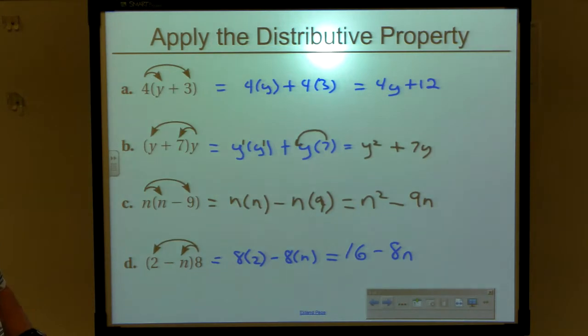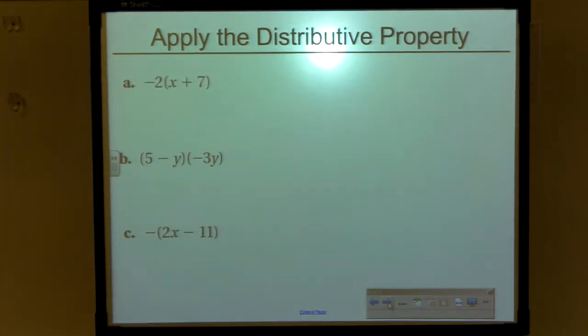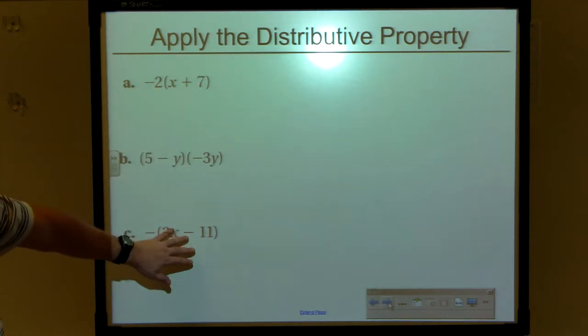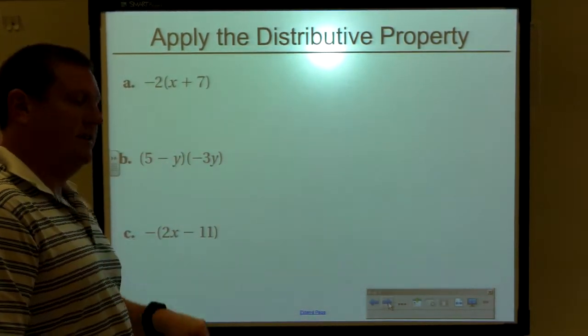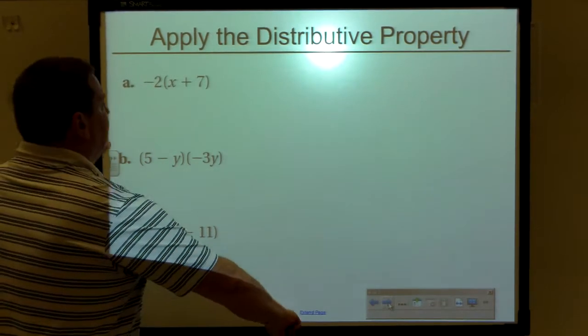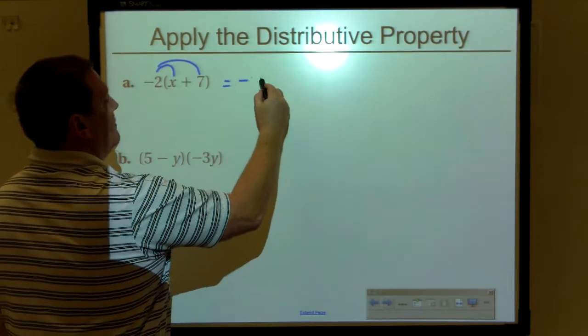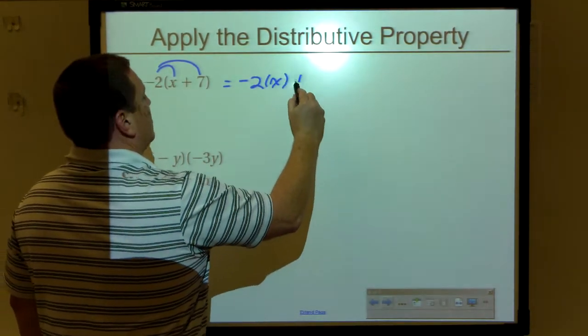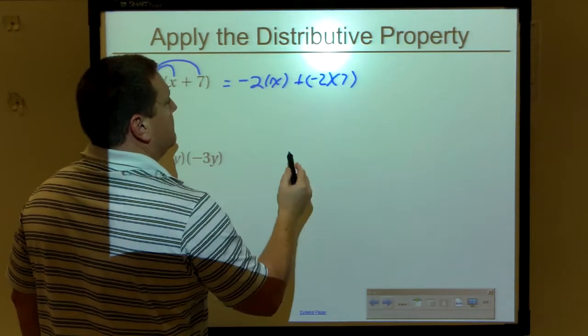And that's how we apply the distributive property. If you want, you can go ahead and try it here. This is applying the distributive property also, only with negative numbers on the outside. The negative must be distributed with both terms, here and here. So this would be negative 2 times x plus negative 2 times 7.